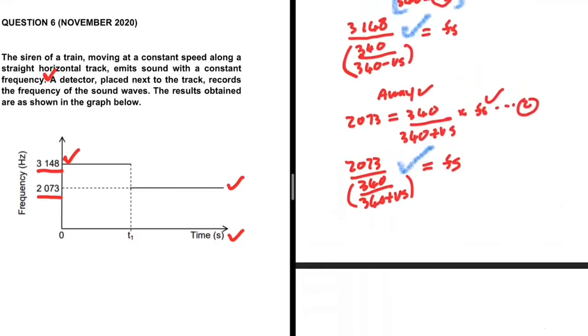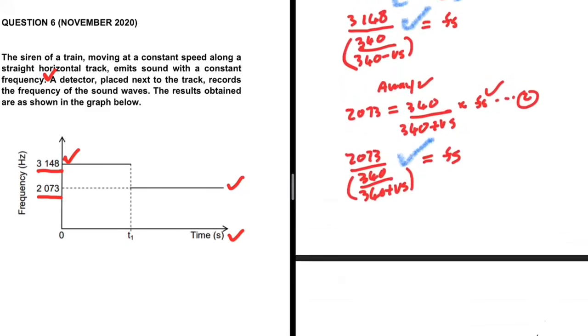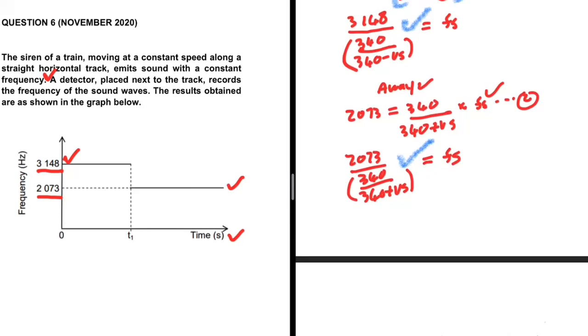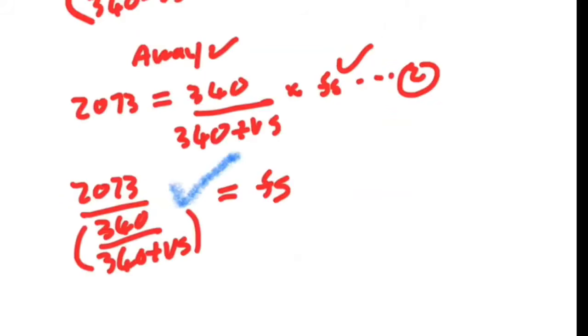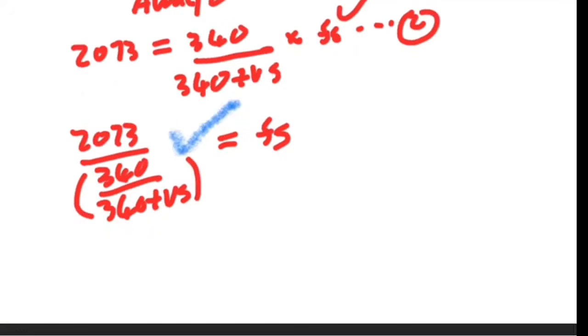So we are equating the two equations. The first equation, that is 3148 divided by 340, everything divided by 340 minus VS.